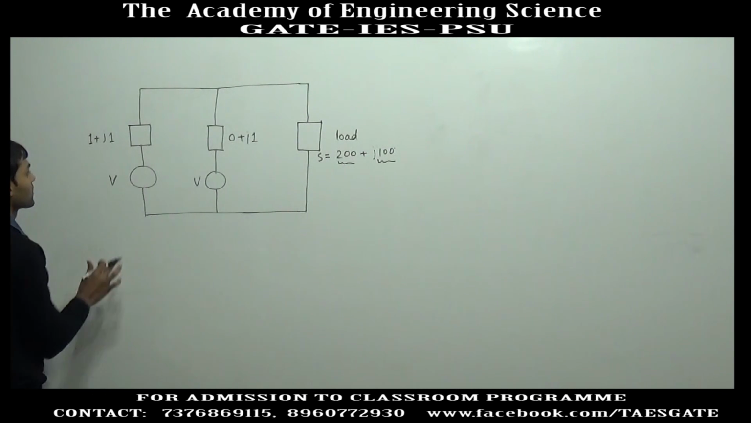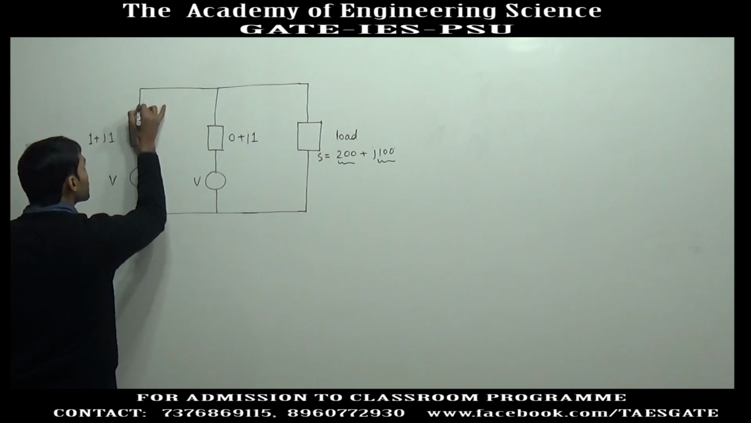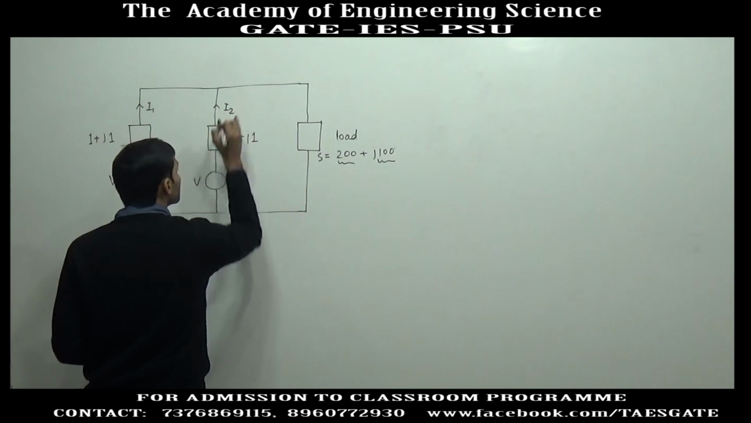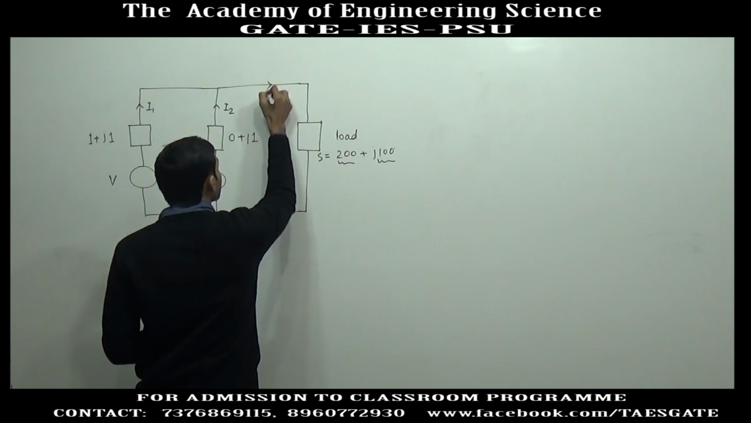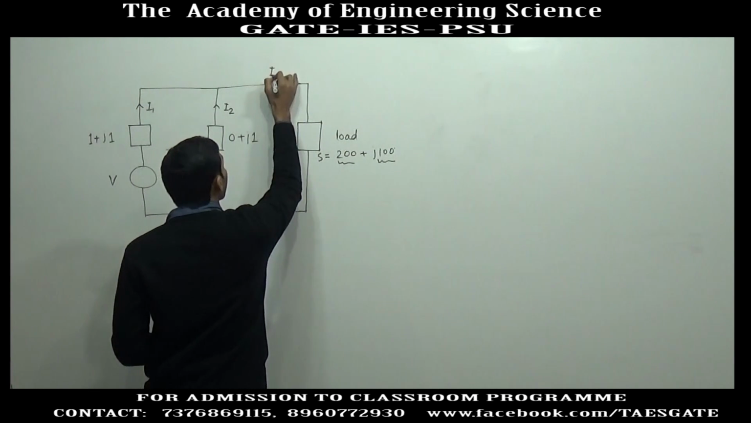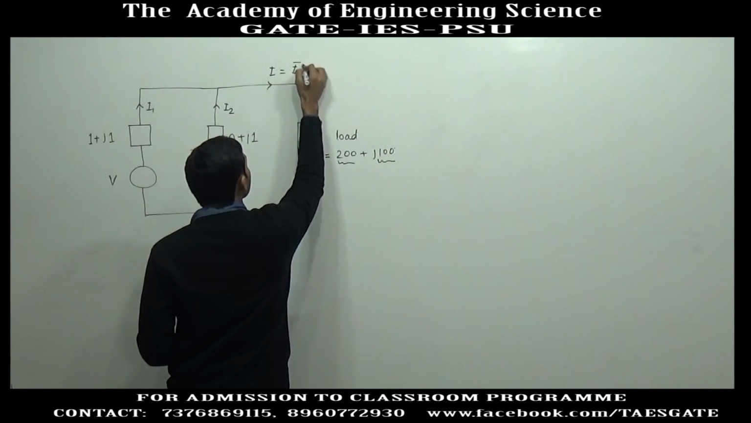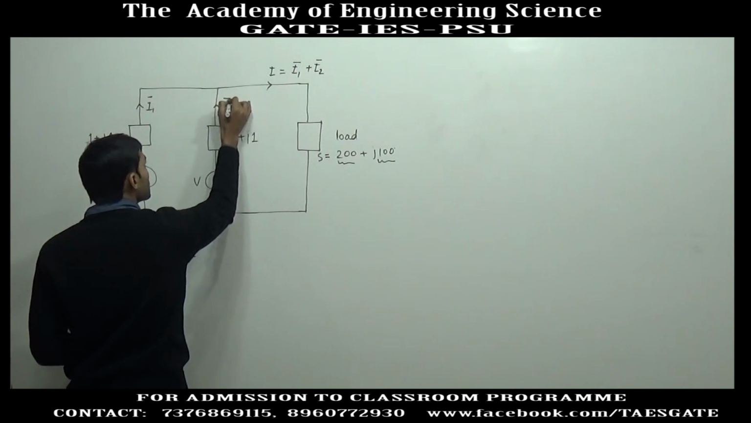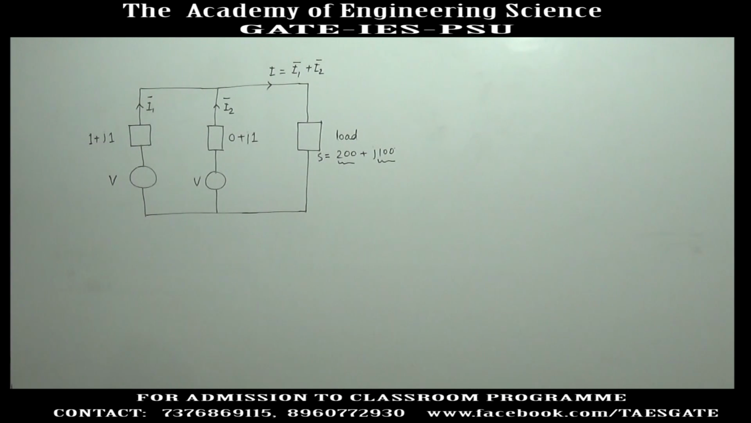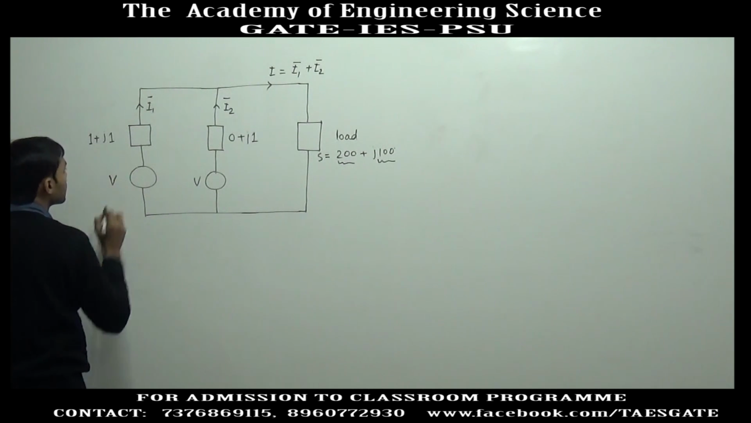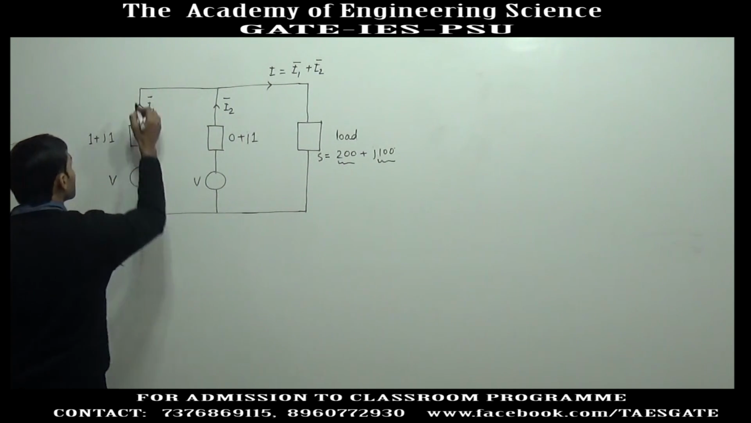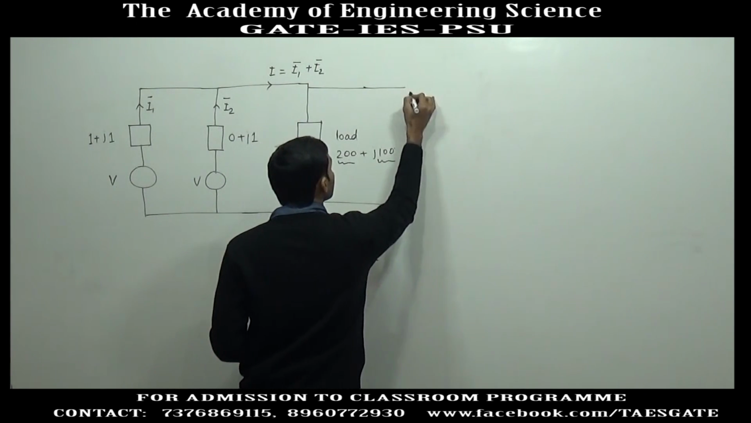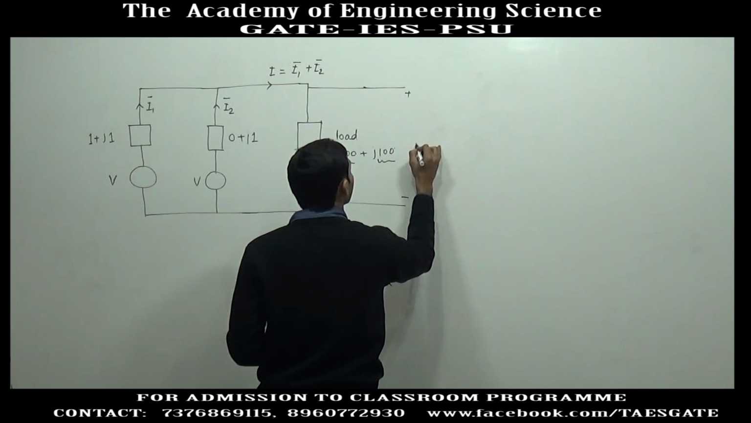To solve this problem, suppose the current supplied by the first generator is I1, the current supplied by the second generator is I2, and the total current which flows in the load is I equal to the vector sum of I1 plus I2. These are AC currents, so I am taking them as vectors. And suppose the voltage across the load is V dash.